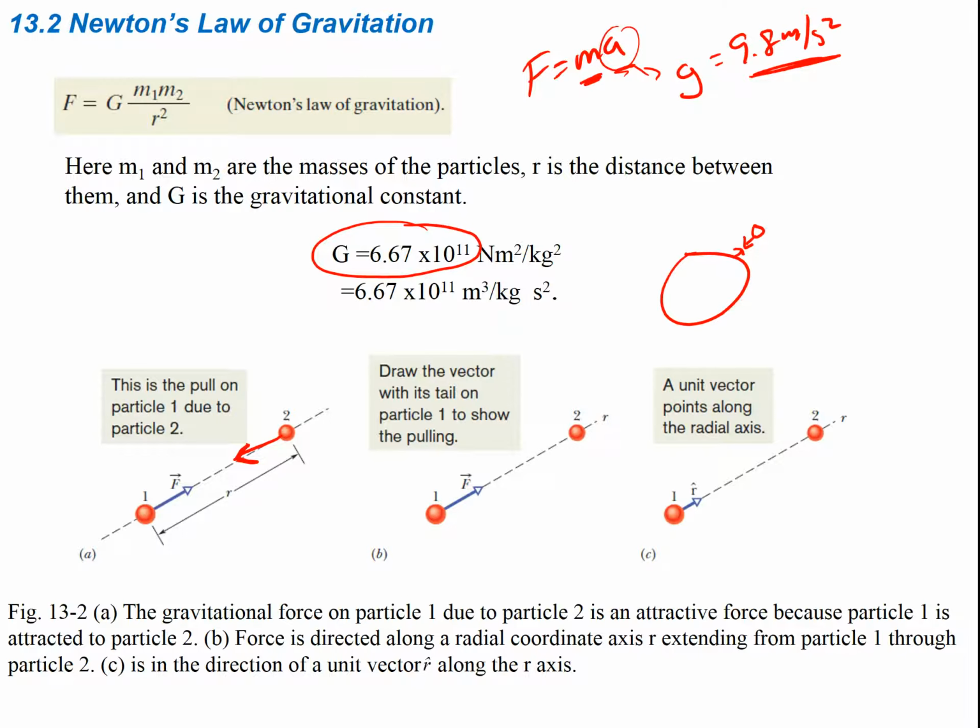And this value, like I said, just makes the equation work. It also has units so that you end up with newtons in your answer. For instance, you have newtons times meters squared to get rid of the r squared in the denominator, and then divided by kilograms squared to get rid of the kilogram squared from the numerator. So the unit that you end up getting for force is newtons. This can also be written as meters cubed divided by kilograms second squared. It works out the same.